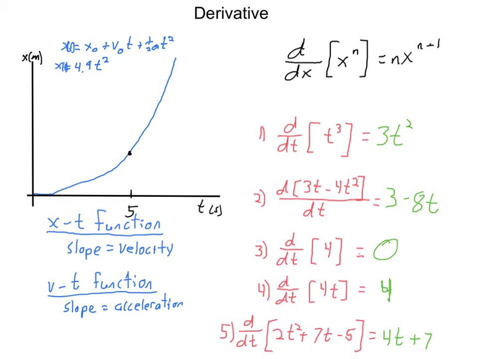A couple of reminders. If you have a position time function or a position time graph, kind of like this and this graph up here, right? The slope is the velocity. That means if you take the derivative of a position time function, you get a velocity function. Same thing here with a velocity time function or a velocity time graph. If you take the derivative, right, slope, you get the acceleration.